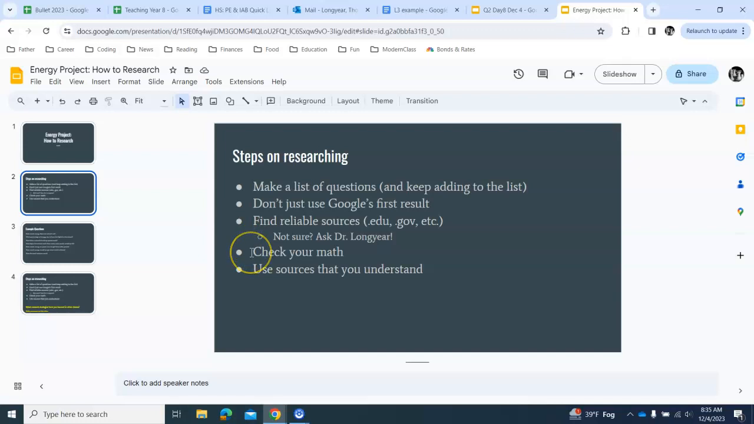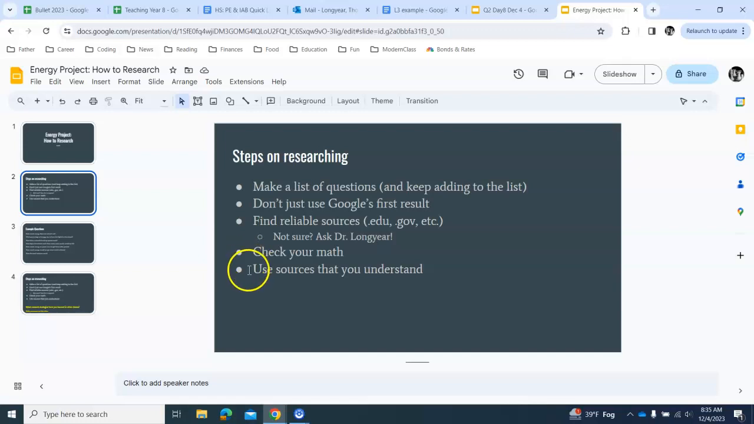And then check your math. There might be some resources that give you some numbers, and that's a part of this project: giving me some data, giving me some numbers, like how much power does a solar panel produce? How much power will you get from all the solar panels that you put on the school? How many solar panels can you fit on the school? So you might have to do a little bit of math and make sure you check your numbers.